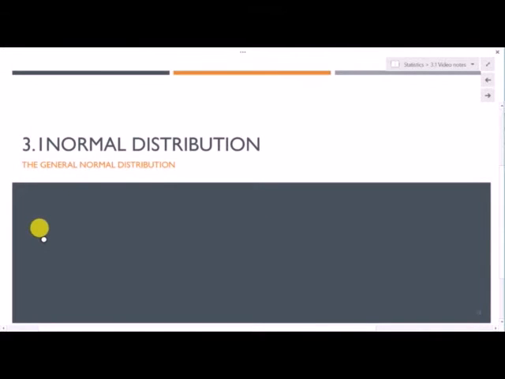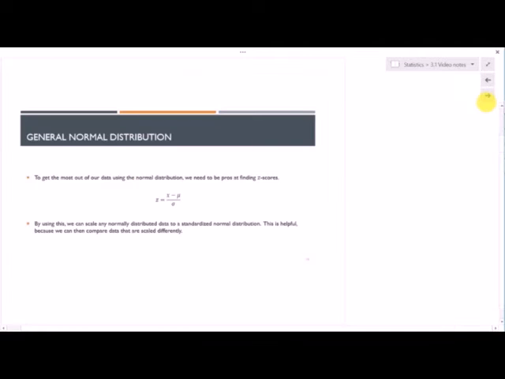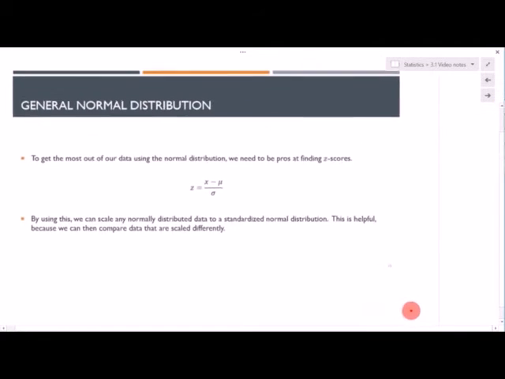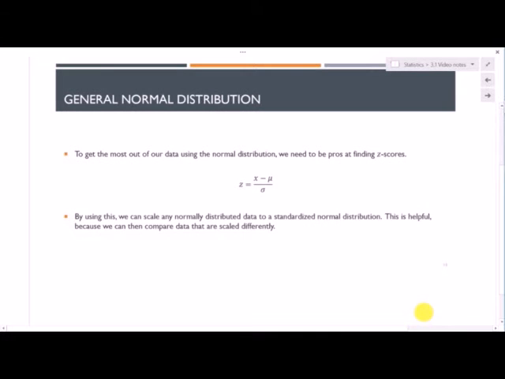Let's look at the normal distribution, but this time let's look at the general normal distribution. To get the most out of our data using the normal distribution, we need to be pros at finding a z-score. That z-score is z equals the observed value minus the mean of the distribution, the difference of that divided by the standard deviation. By using this, we can scale any normally distributed data to a standardized normal distribution.